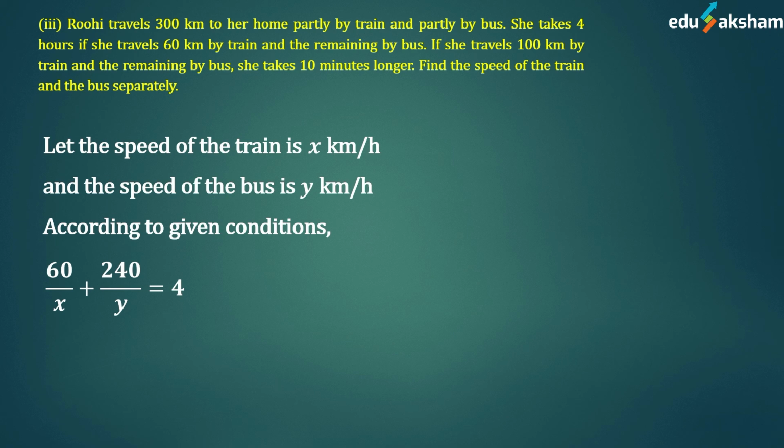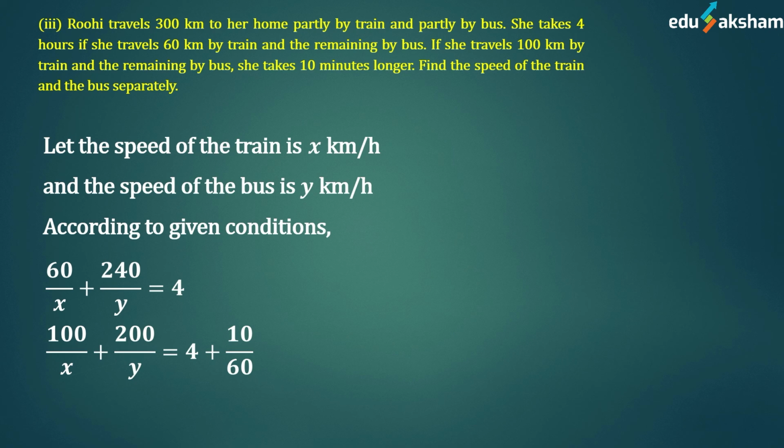तो हम इक्वेशन इस तरह से लिख सकते हैं 100 divided by x, which is the time taken by her to travel by train, plus 200 by y, which is the time taken by her to travel by bus. This time is equal to 4 plus 10 by 60. यहाँ हमने 10 by 60 इसलिए किया है क्योंकि हमने 10 मिनट्स को आवर्स में कन्वर्ट किया है. सो हमें दो इक्वेशन मिल गए.